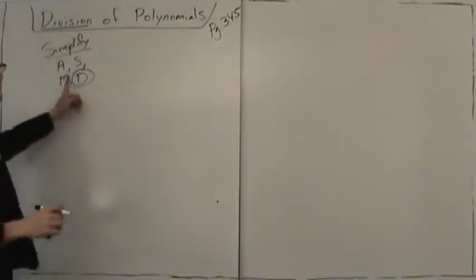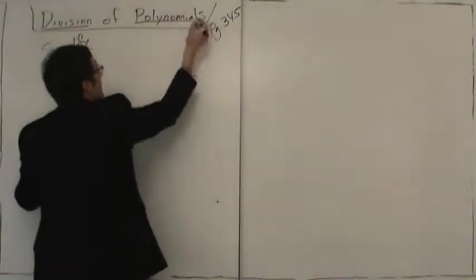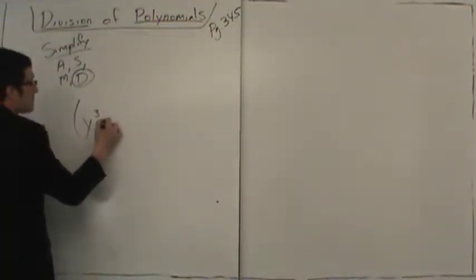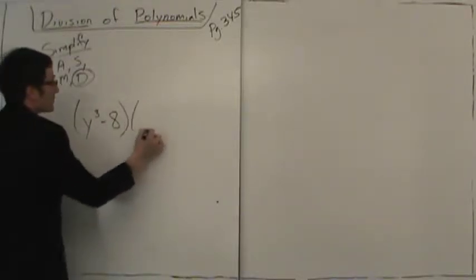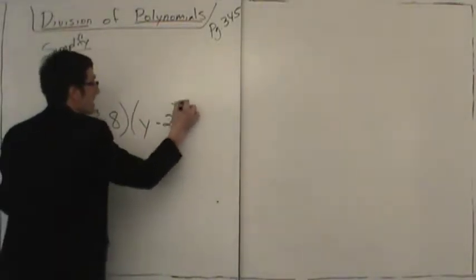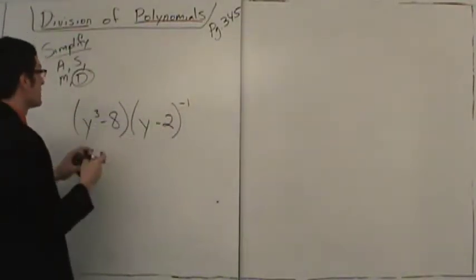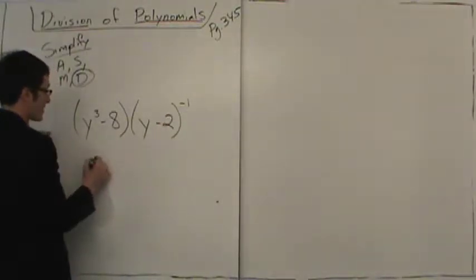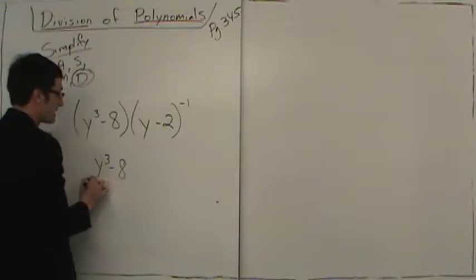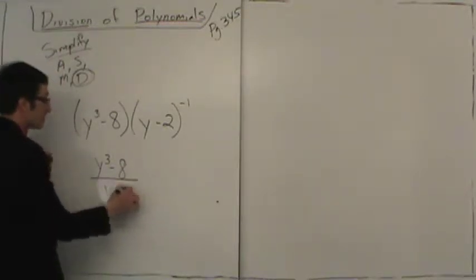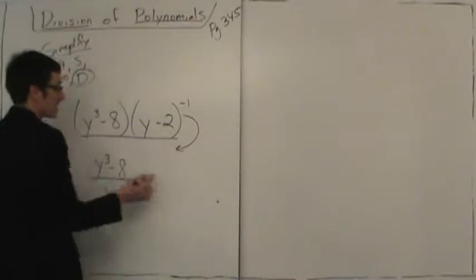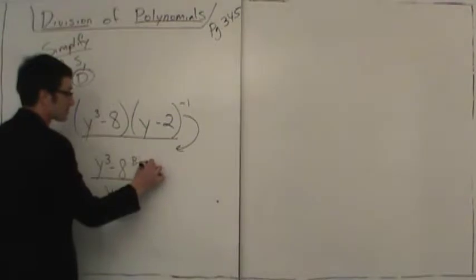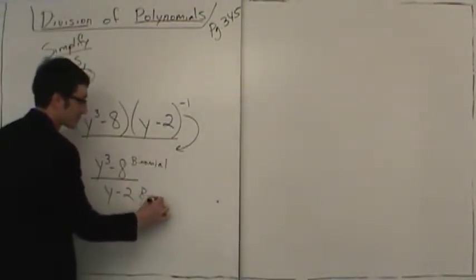And we are focusing on division of polynomials, reminding you that when I write, for instance, quantity y to the third minus 8 multiplied by quantity y minus 2 to the negative 1 power, remember that negative exponents mean move from what? Move from numerator to denominator. So we're ending up with y to the third minus 8 over what? Y minus 2. So if we take this and move it to the denominator, we're looking at y to the third minus 8 divided by y minus 2, and we have what? A binomial divided by a binomial.